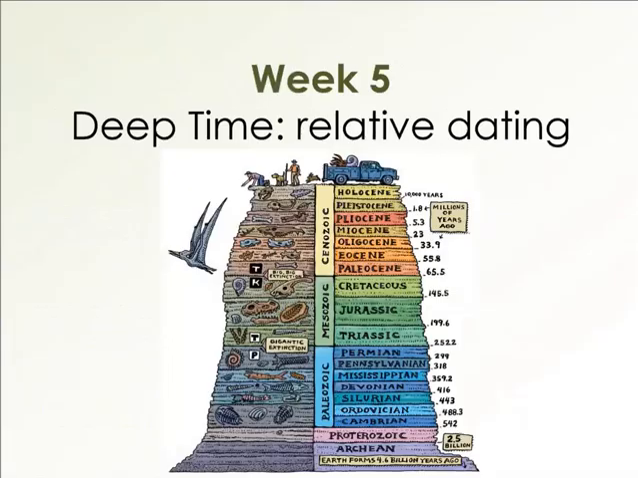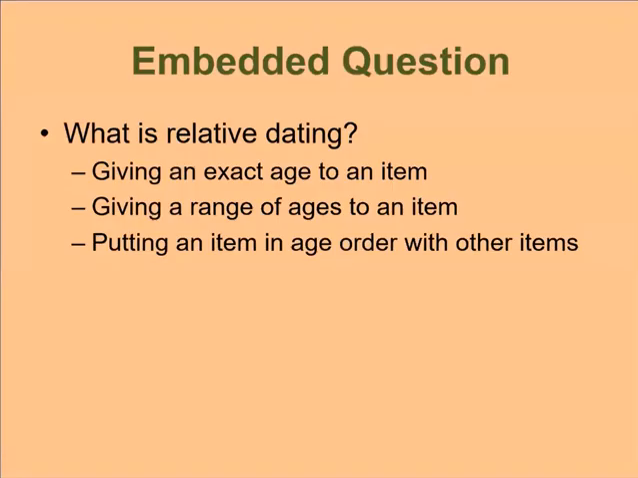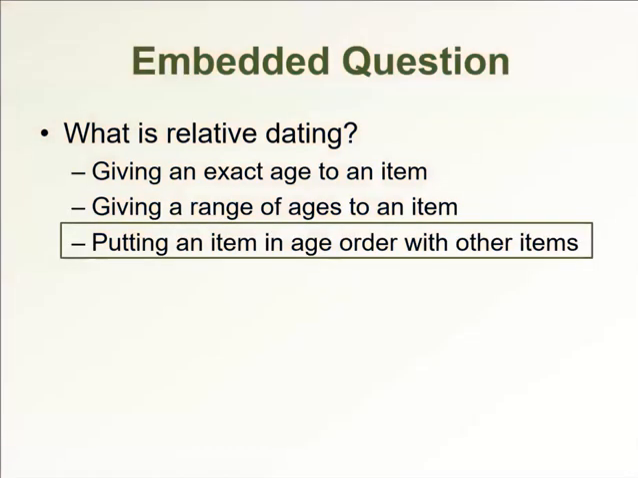All right, next thing. Let's talk about dating, geologic dating in deep time. There are different ways to date things. The first one we're going to talk about is relative dating. So what is relative dating? Is it giving an exact age to an item? Giving a range of ages to an item? Or putting an item in age order with other items? Okay, great. So yeah, it's this last one.